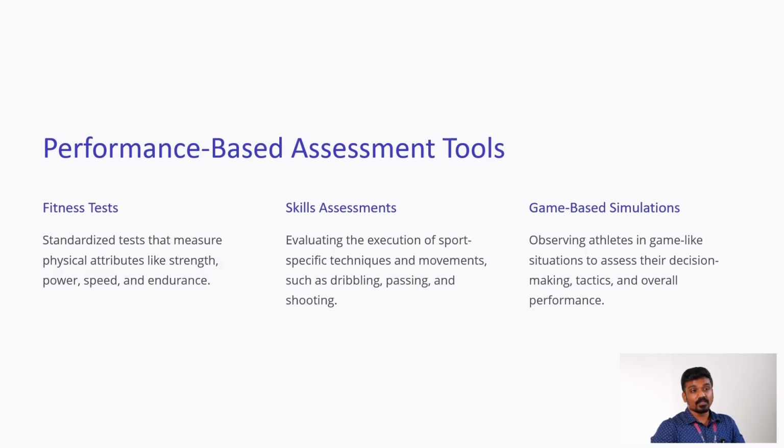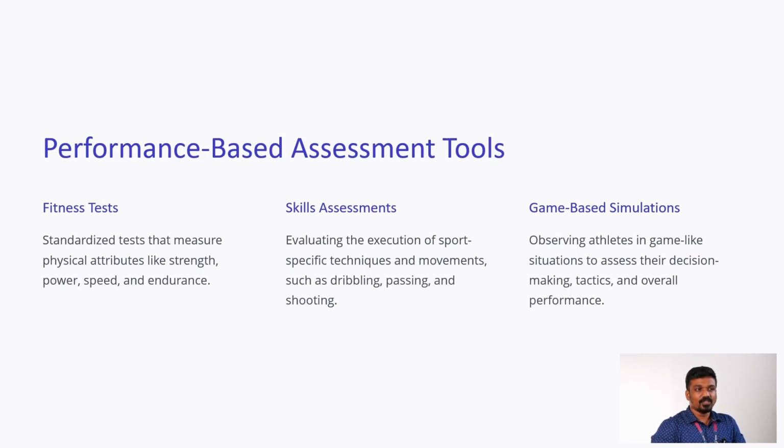Skills assessment. These evaluate sport-specific movements. For instance, in basketball, we might assess an athlete's ability to perform a successful pass or their shooting accuracy. In soccer, it could involve dribbling skills or passing accuracy. These assessments help identify areas where athletes can improve in their specific sport.